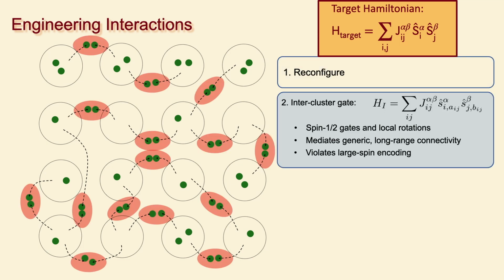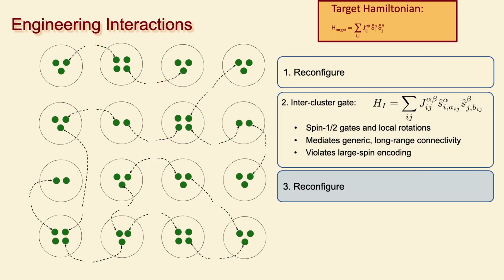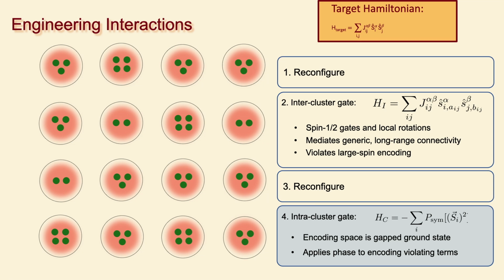Then we run a 2-qubit gate on all of these. This 2-qubit gate encodes exactly this target Hamiltonian, except that here these are the spins, whereas here these are the qubits. So we have the full functionality, but only for the spin 1/2, which of course now violates this large spin encoding. So we have to get that one back. So we reconfigure back into our clusters and make this intra-cluster gate, which is this projection into the symmetric subspace.